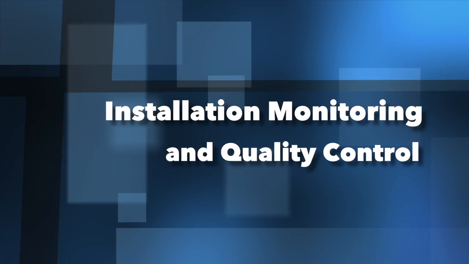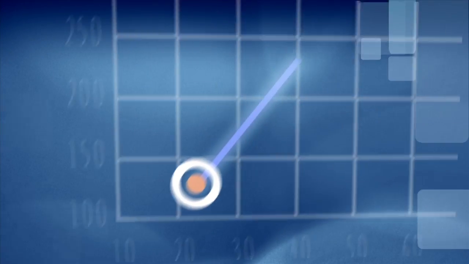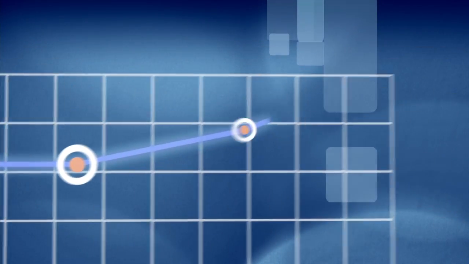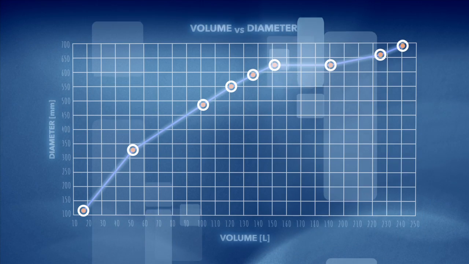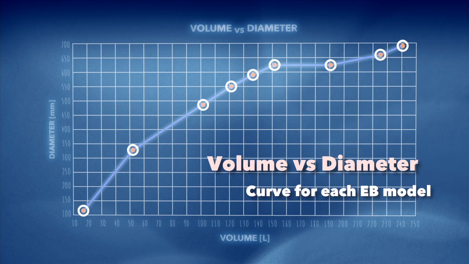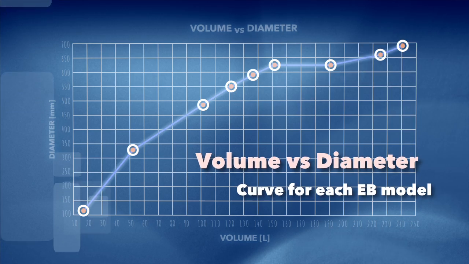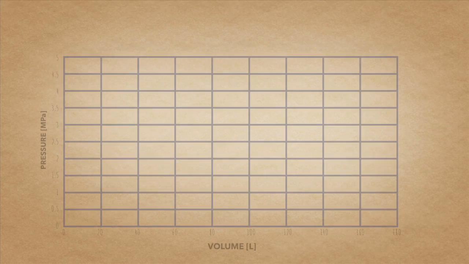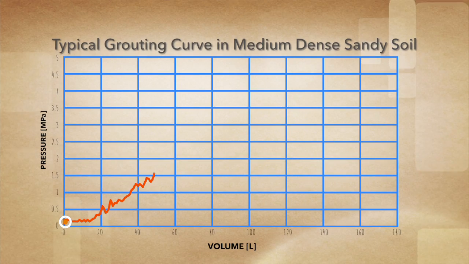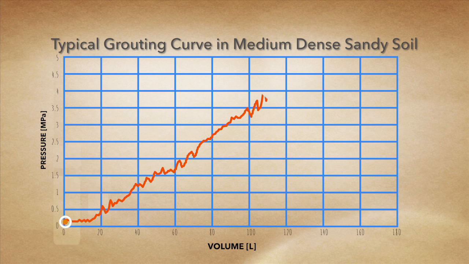Installation monitoring and quality control. For each model of expander body, there exists a calibration curve. As the EB functions similarly to a pressure meter, the expansion process provides information regarding the soil conditions during EB inflation. From the pressure volume curve, it is possible to establish the geotechnical conditions of the soil. Also, the volume of the EB and thus the pile toe area can be determined for each pile.